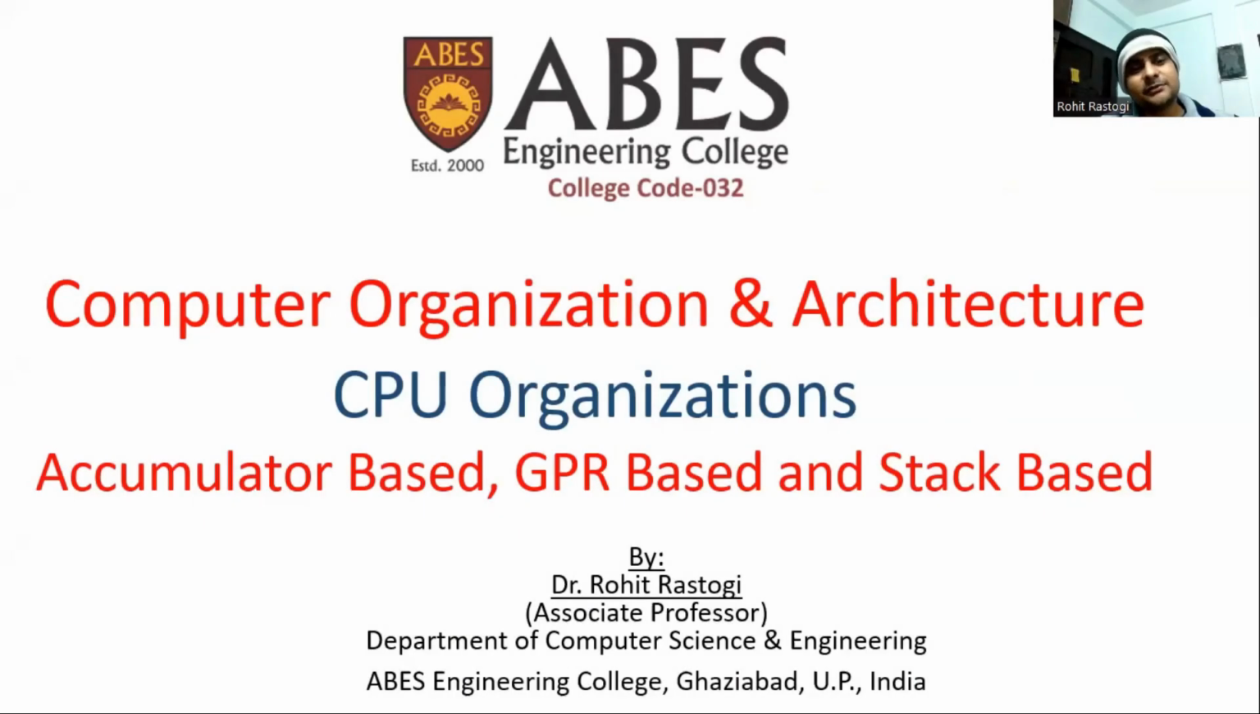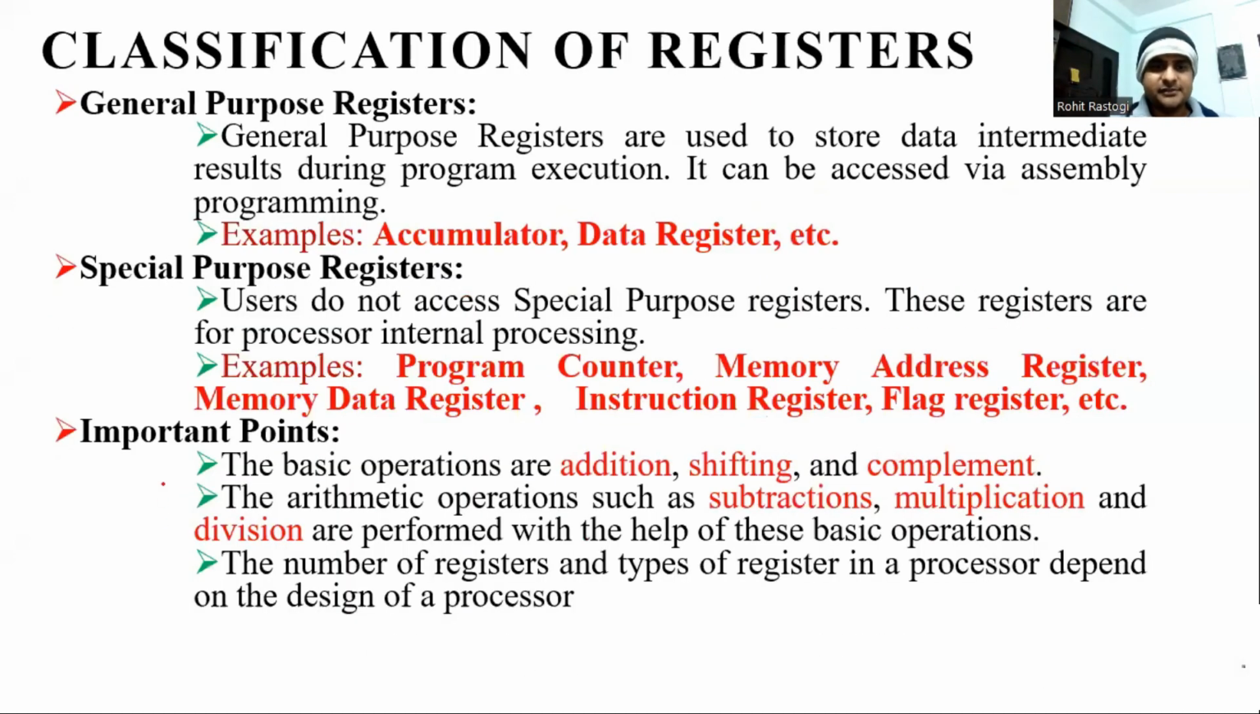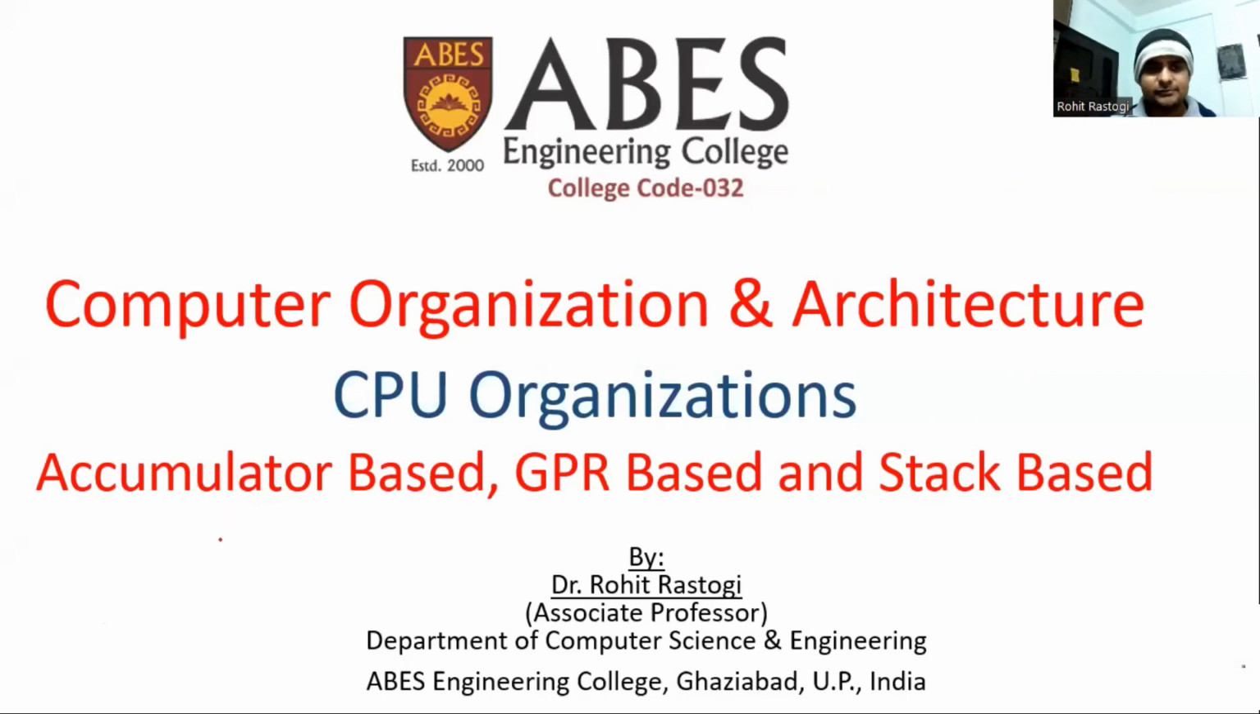And today I'm going to talk about CPU organizations, one of the important topics in computer organization and architecture. So, dear students, there are three types of CPU organizations, which are accumulator based, GPR based, and stack based. So, depending on the uses, number of registers, and as per the need, different organizations are possible.